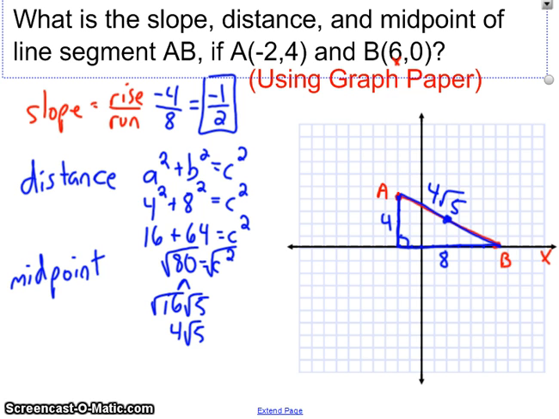So if we follow that pattern, down 1 to the right 2, down 1 to the right 2, down 1 to the right 2, down 1 to the right 2, we did that twice. Now if you do that twice, that should be your midpoint in the dead center, which would be the coordinate point 1, 2.